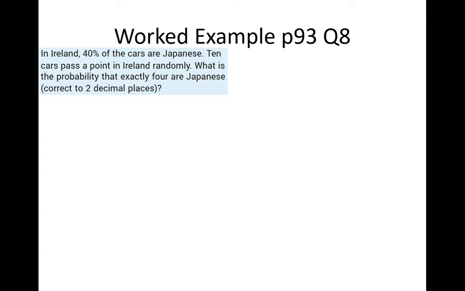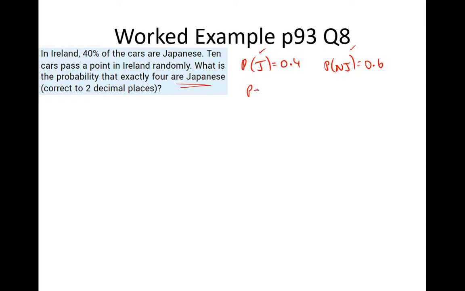Now, is this a Bernoulli trial? What are the outcomes? The outcomes are it's a Japanese car or it's not a Japanese car. Okay, so you've got the probability of being a Japanese car and you've got the probability of not being a Japanese car. So what are we told? 40% of the cars are Japanese. So the probability of Japanese is 0.4, meaning that the probability of not being Japanese is 0.6. Now, which one of these two is going to be my success? Well, the question is asking me about the probability that the 4 are Japanese. So that's going to be my success and that's going to be my failure.